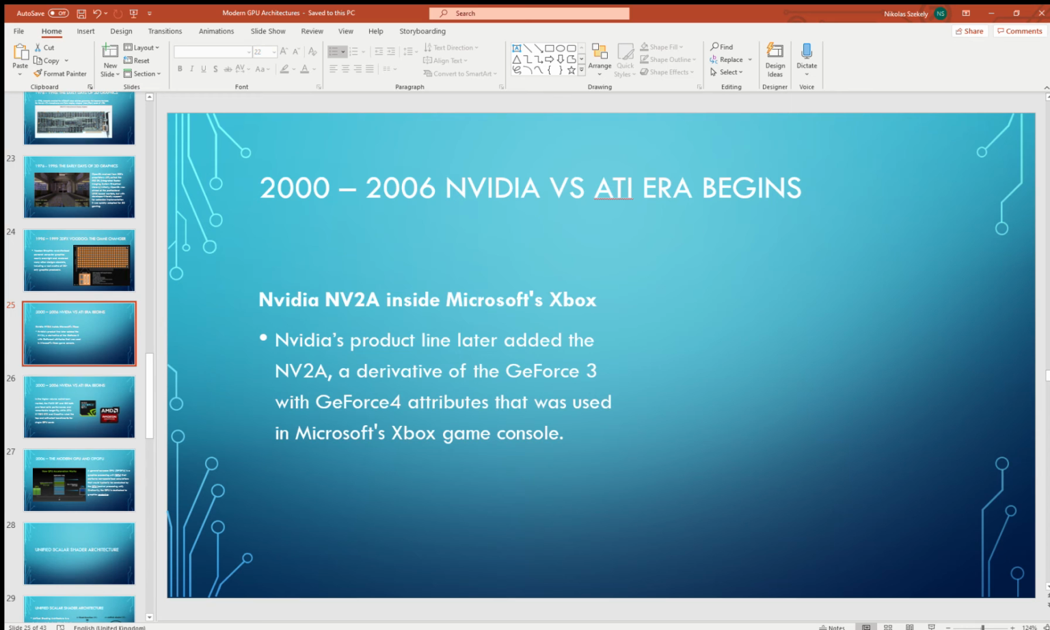NVIDIA's product line later added the NV2A, a derivative of the GeForce 3 with GeForce 4 attributes that was actually used in the Microsoft Xbox game console. As NVIDIA implemented the GF3 lineup with underclocked Ti 200 and overclocked Ti 500 models, ATI hurried to ramp up deliveries of their Radeon 8500. The card was built around the R200 GPU using TSMC's 150nm process, which was the same used by the GeForce 3.